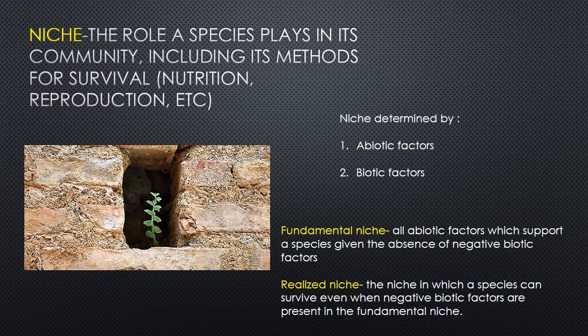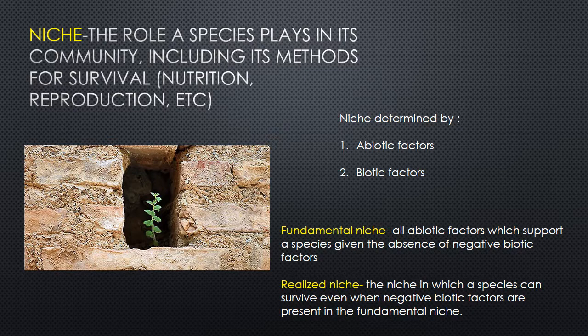Along with our habitat, we want to talk about the niche. So the habitat was the space in which a species lives and multiplies. A niche is the role that a species plays in its community, and that includes its methods of survival like nutrition and reproduction. That niche is determined by two things. It's determined by abiotic factors such as weather, terrain, habitat availability, or it's also determined by biotic factors such as competition, food availability, mate availability.